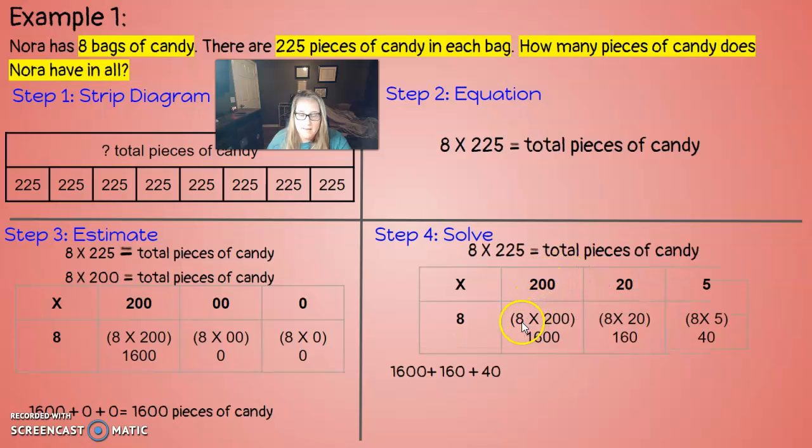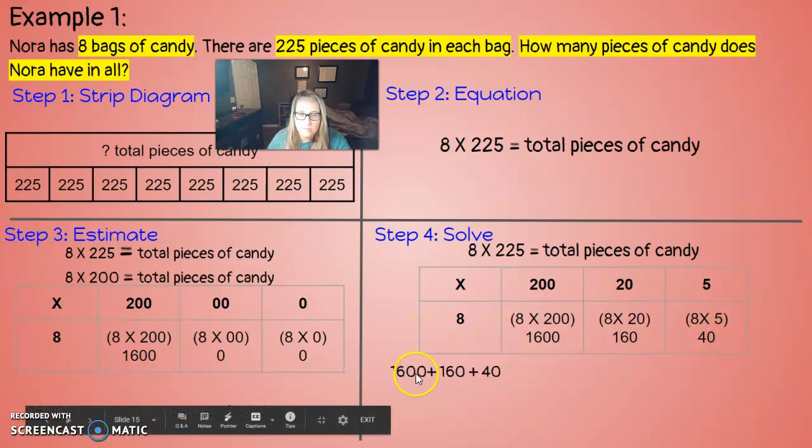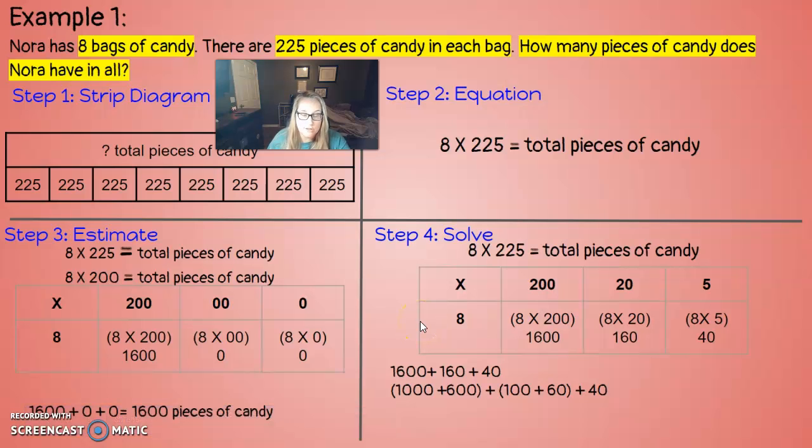Now when I do that, 8 times 200 is 1,600. 8 times 20 is 160. And 8 times 5 is 40. And I actually wrote down each of those numbers here. Now, this is where we can all do things differently. I'm going to actually use expanded form to help me solve this problem because I don't know how to add 1,600 plus 160 plus 40. So I'm going to break it apart because it makes it easier for me.